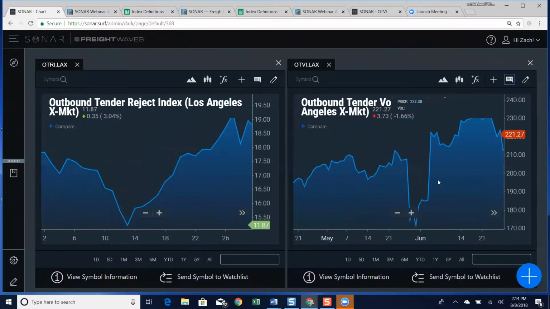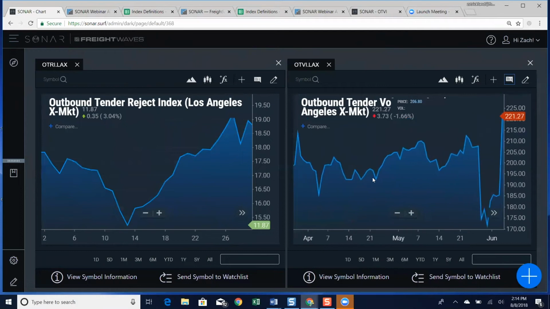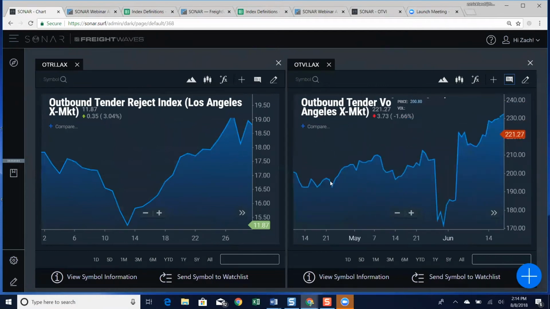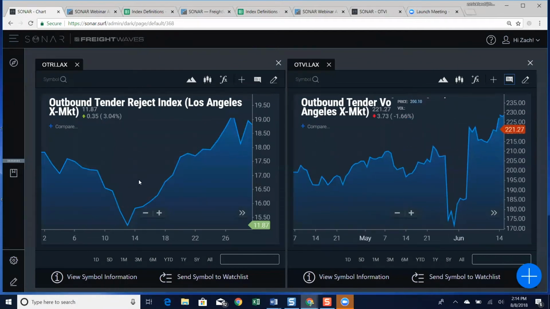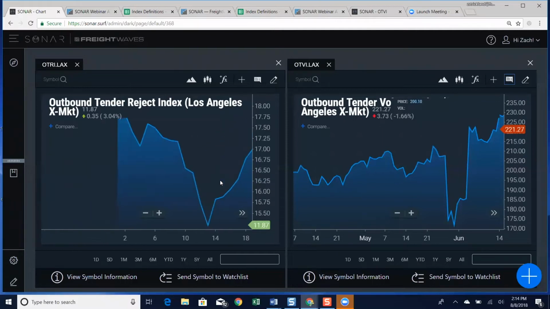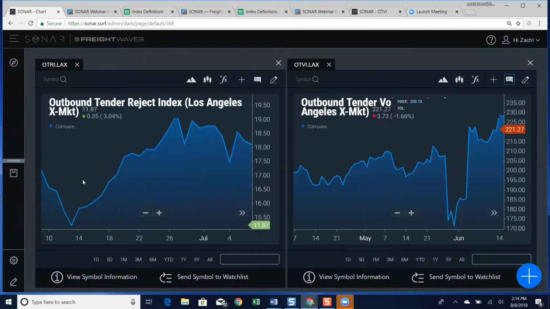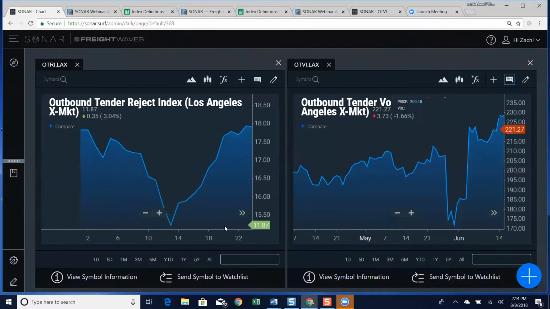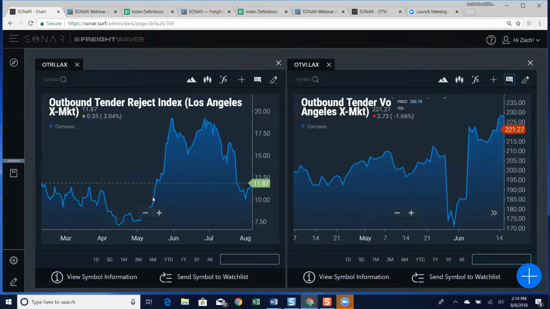So, outbound tender rejection index in LA. I'm going to scroll over to the May-ish period of time. You see that the tender rejection index climbs up once I get my scale correct here. If I can get it lined up. There we go. So, big spike in tender rejection, and then you have a nice little increase in tender volume. I'm going to explain what this is.